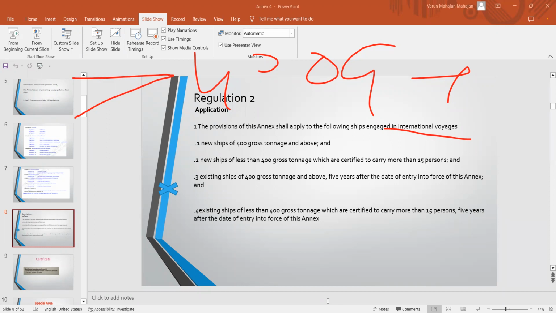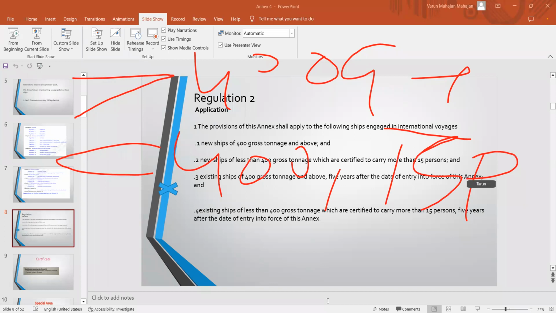We already saw when this annex came into force. What was the date? 27 September 2003. So the ship built after this date is known as a new ship, and before this date is known as an old ship. A new ship, if it is less than 400 but certified to carry more than 15% on board, then also you have to follow this particular annex.